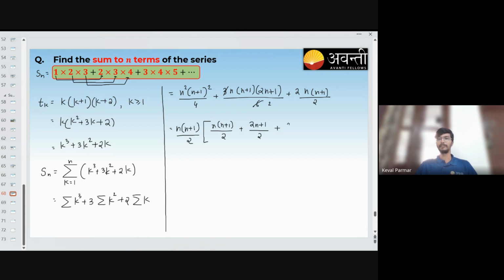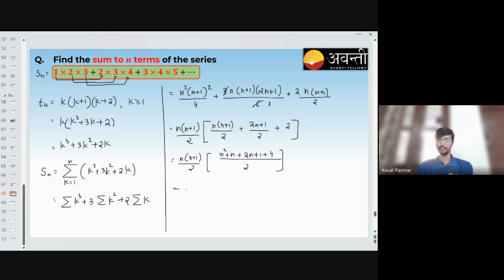And here I will be left with 2 bus. Only 2. Correct? So again, let's take the LCM. So here I'll get (n plus 1) upon 2. The LCM will be obviously 2. Here n square plus n plus 2n plus 1 plus 4.